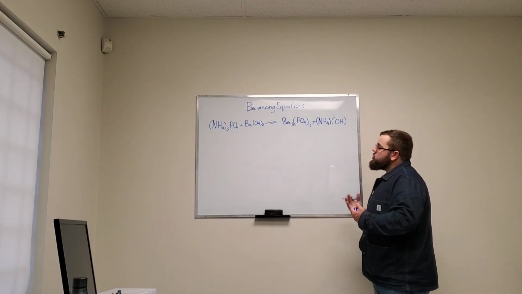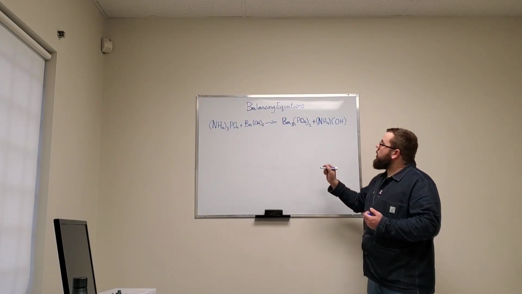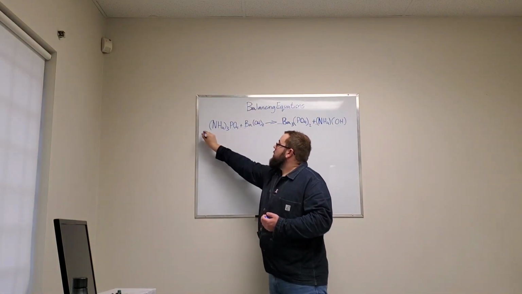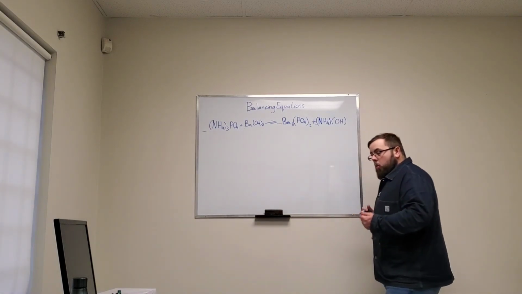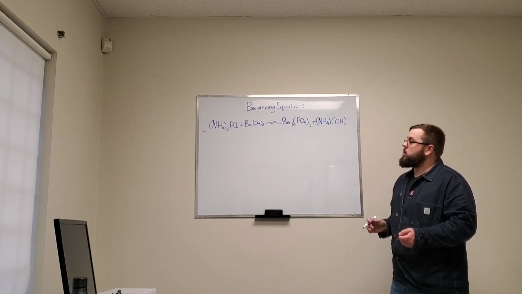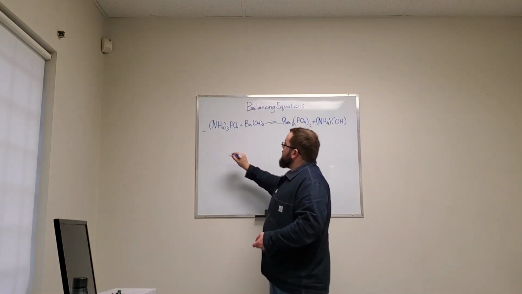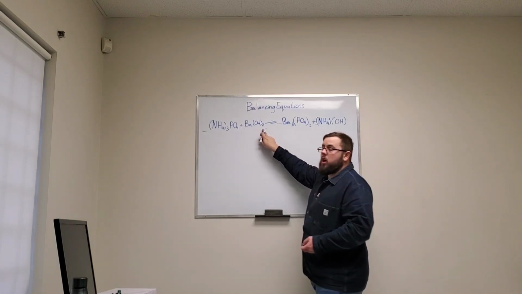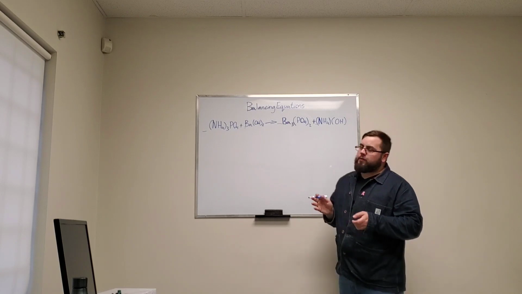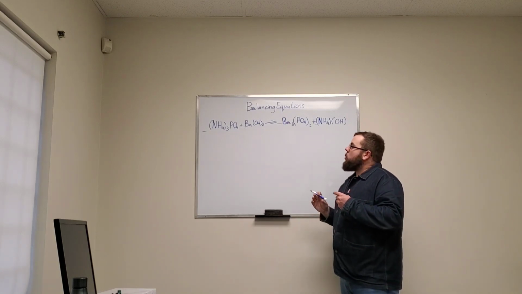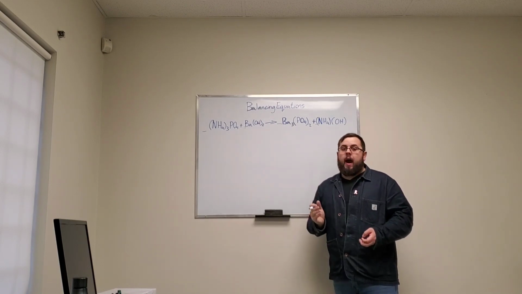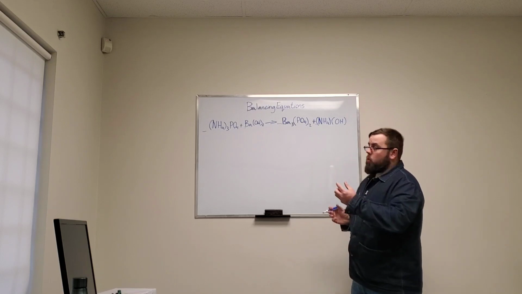We have the equation, but we don't know exactly what the coefficients are going to be in front of these. Okay, so when it comes to balancing equations that include polyatomic ions, we are going to consider any polyatomic ion to be a single unit. We're going to look at NH4 as if it was one unit, similar to just a barium ion. Okay, so NH4 is considered one unit.